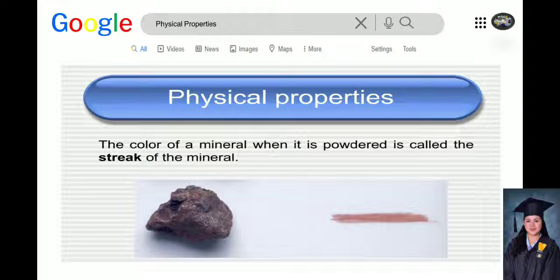Here in physical properties, the color of a mineral when it is powdered is called the streak of the mineral. This is most readily seen by scraping the mineral across a plate of unglazed hard porcelain and observing the color of any mark left. It is a diagnostic property of many ore minerals. For example, lead or galena has a metallic gray color but a black streak.